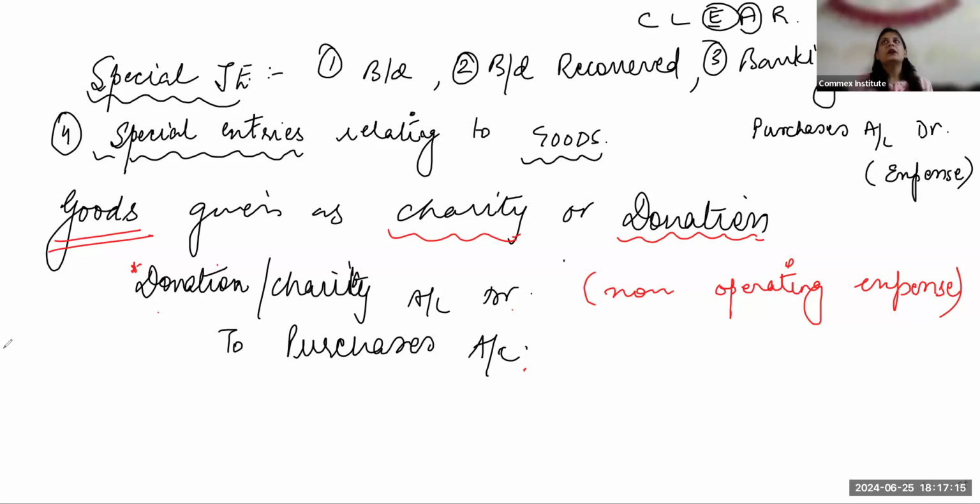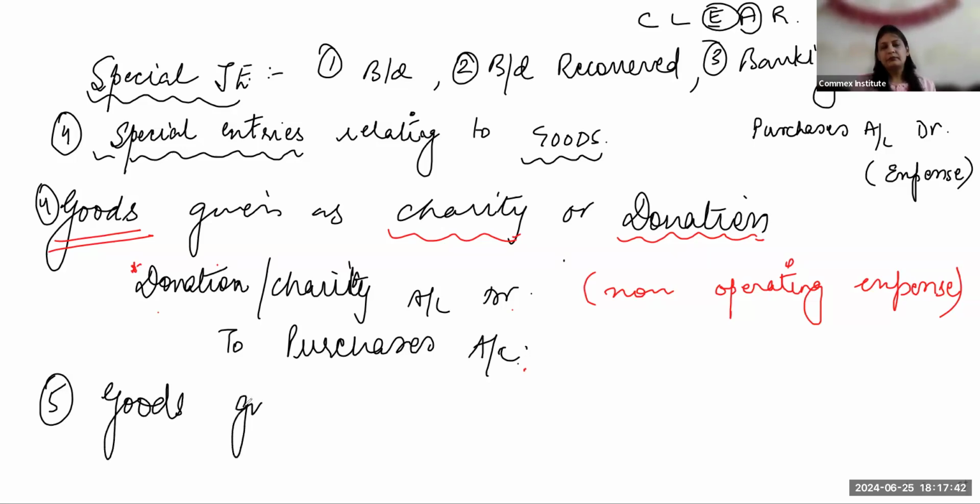Even if I'm giving dresses to my staff, it'll be staff expenses account debit. What will be credited? Purchases will be credited. So whenever we are giving away goods for charity or donations, purchases will be credited. Okay. Within that, we have the next transaction, as you'd be able to form this journal entry yourselves.